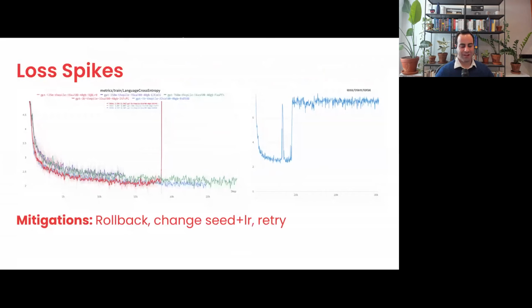So there are lots of different ways to address loss spikes. There are some algorithmic ones. One of the most popular ones you'll see in the literature is simply to roll back to a checkpoint, change the random seed, maybe change the learning rate, lower it, and then try again. That tends to be kind of the state of the art in some sense, from what I hear people describe in a lot of practical settings.